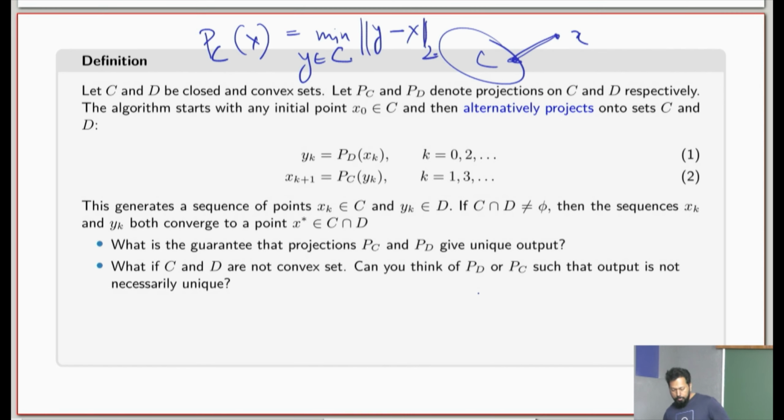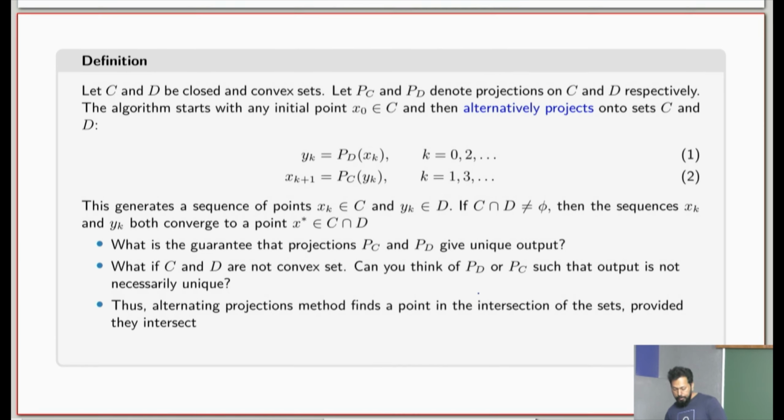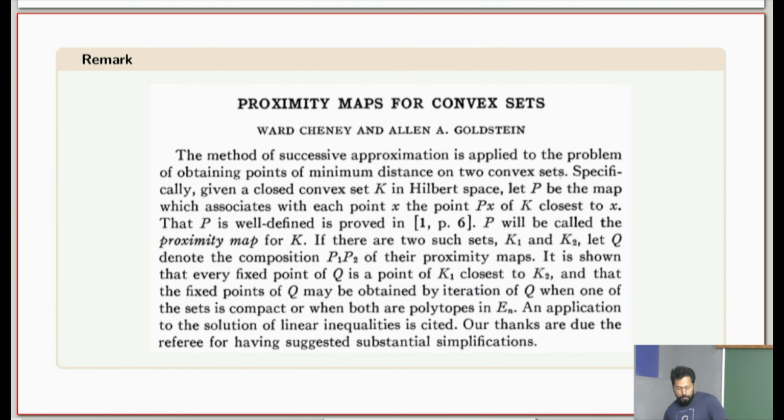What if C and D are not convex? I gave you already an example in the previous slide, and there is no guarantee that there will be a unique output after projections, not necessarily unique. Thus, alternating projection finds a point in the intersection, provided they intersect. What if they don't intersect? I also gave you an answer. If they don't intersect, then you get to the closest point, the closest distance between the two sets. That's it. So you still get something interesting.